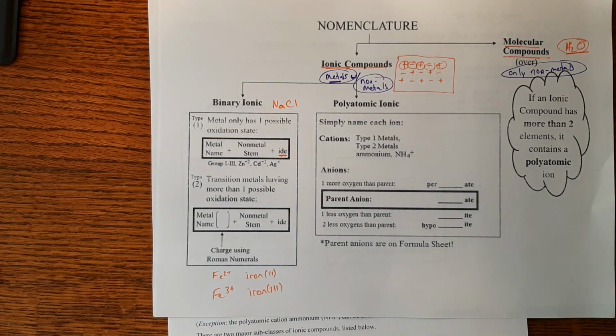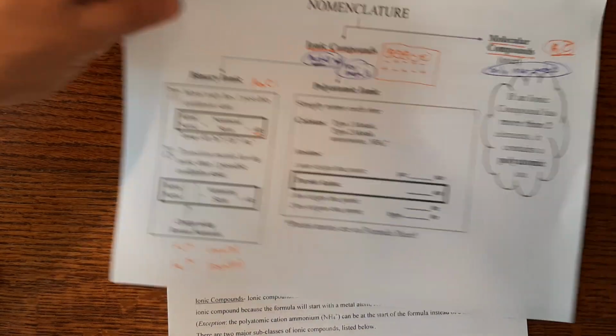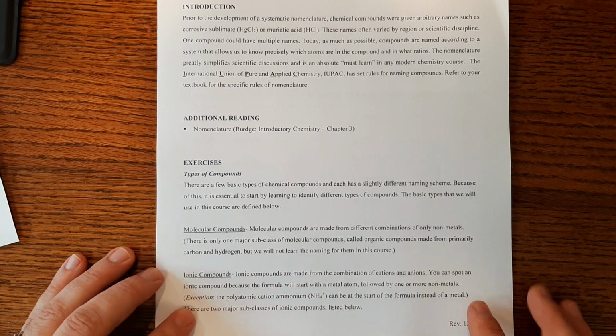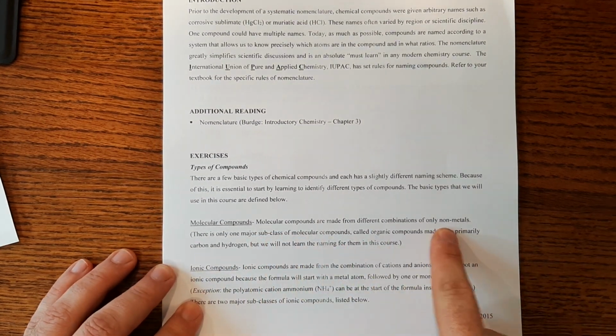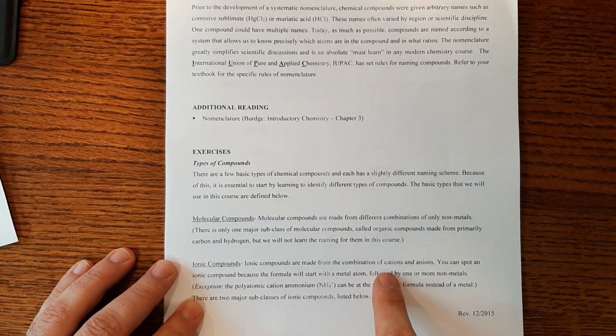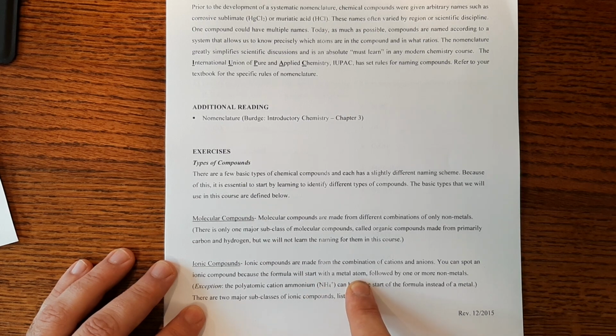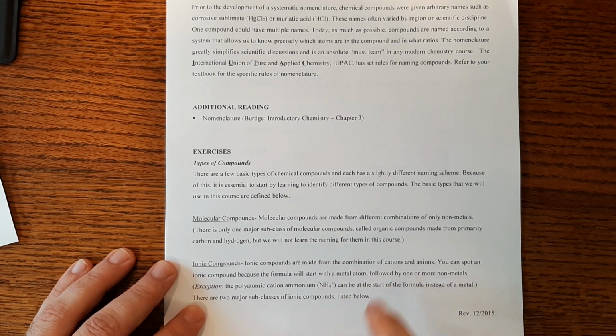So that's the first step. So if I go back to the nomenclature worksheet, that's how we're going to be doing it. We're going to first learn that molecular compounds are made from only nonmetals. Then we're going to learn that ionic compounds are made from cations and anions, positive and negatively charged ions, that you can spot because they start with a metal atom. It would be a combination of metals with nonmetals.